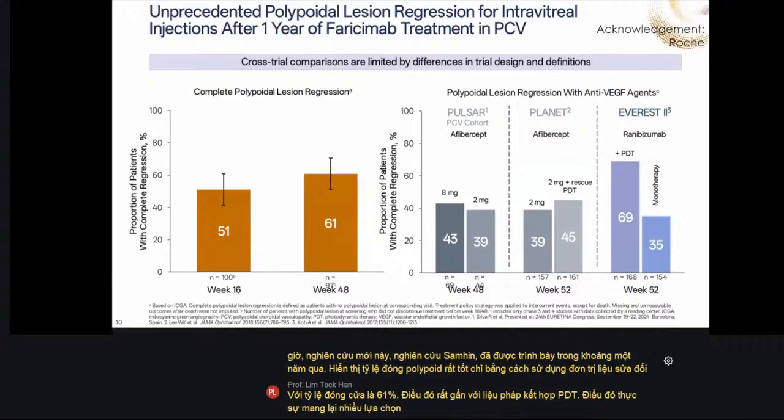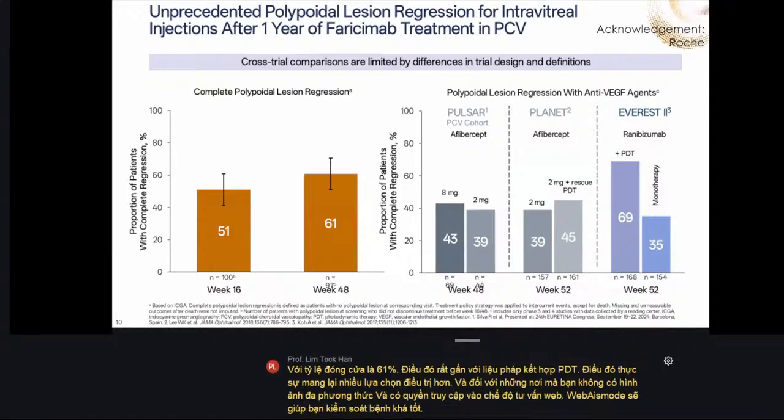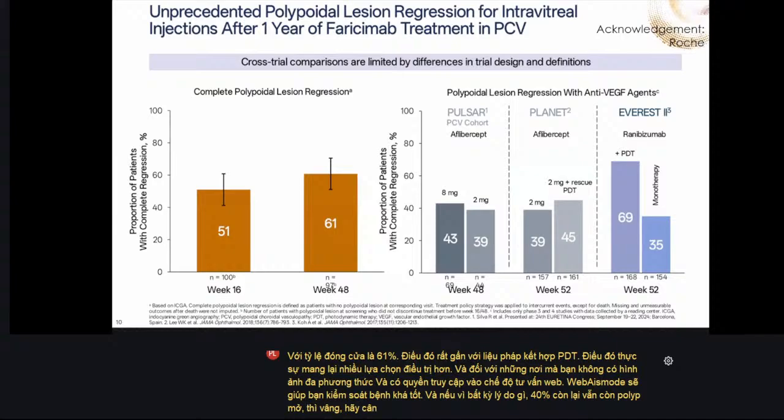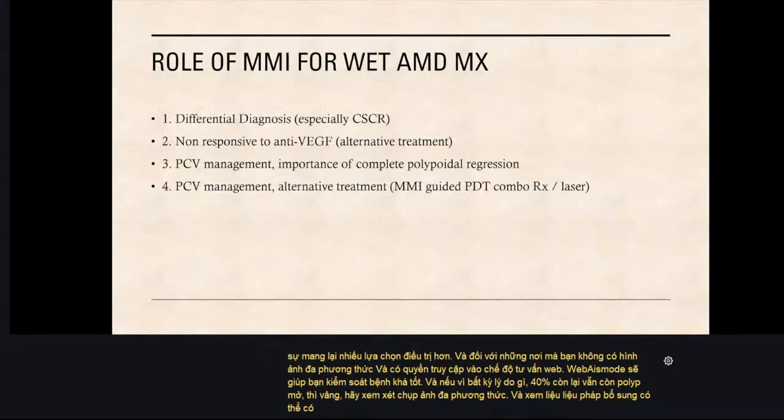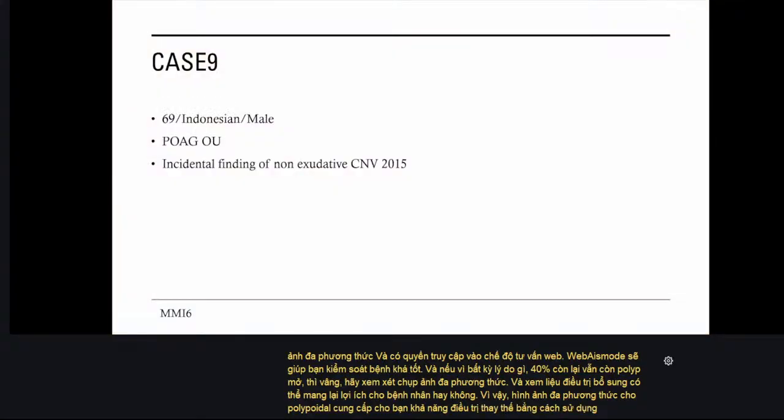And for places that you don't have multimodal imaging and have access to Vabysmo, Vabysmo would give you fairly good disease control. And if you have, for any reason, in the other 40% that you have still open polyp, then yes, do consider multimodal imaging and see whether additional therapy can be beneficial to the patient. So multimodal imaging for polypoidal gives you alternative treatment possibility using PDT combo or laser treatment.